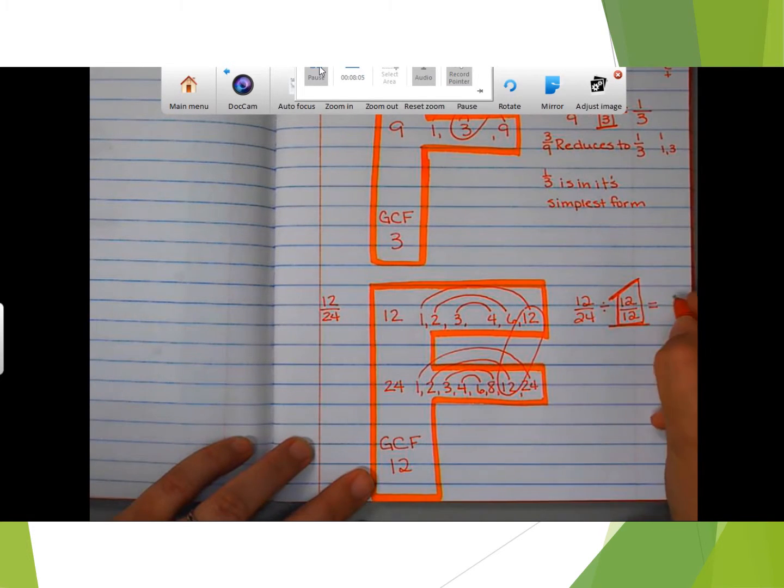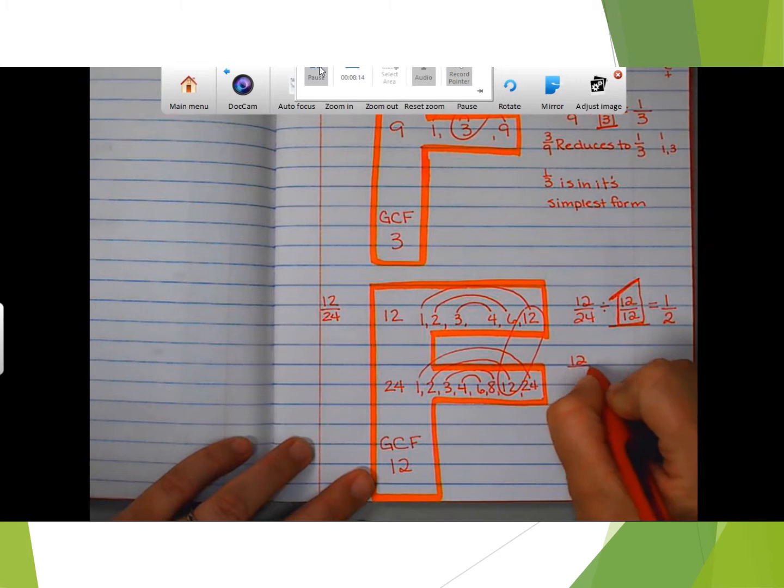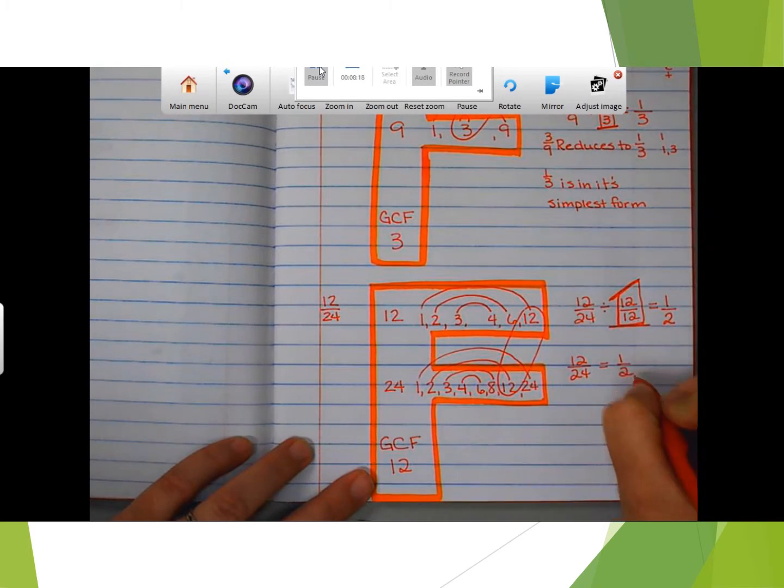12 divided by 12 is 1. 24 divided by 12 is 2. So 12 over 24 is equivalent to 1/2, and 1/2 is its simplest form.